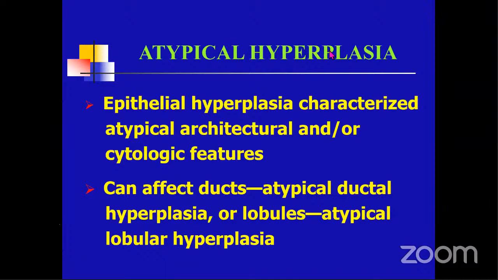Diseases, proliferative changes which present with atypical hyperplasia are epithelial hyperplasia characterized by atypical architectural and or cytologic features.